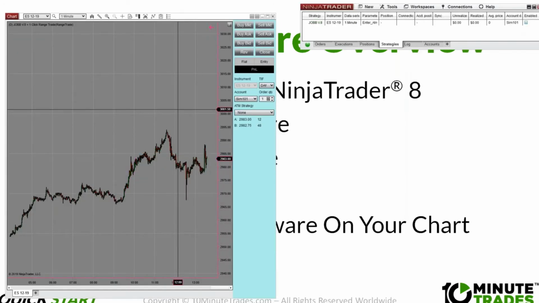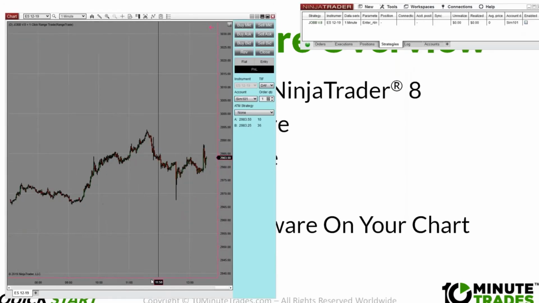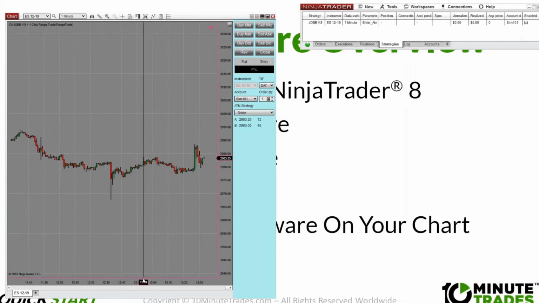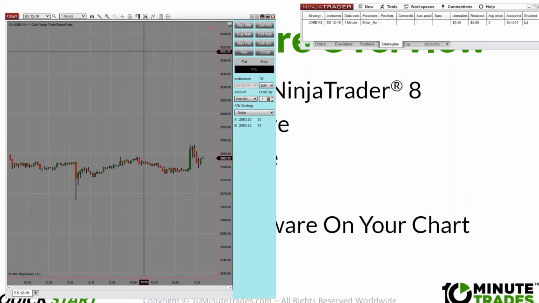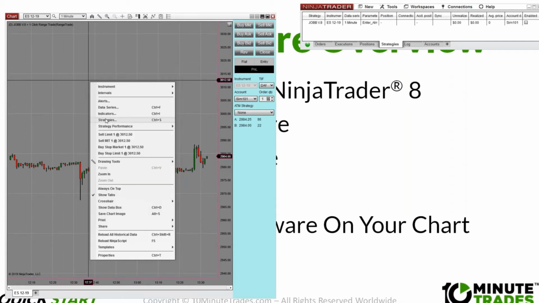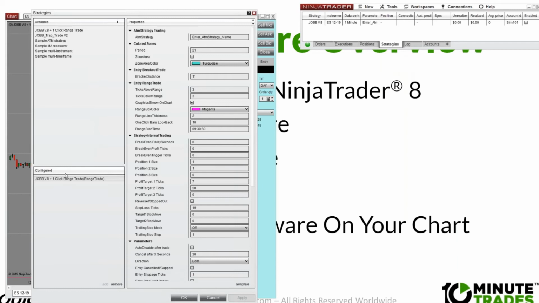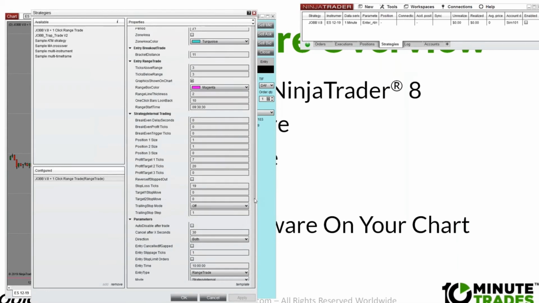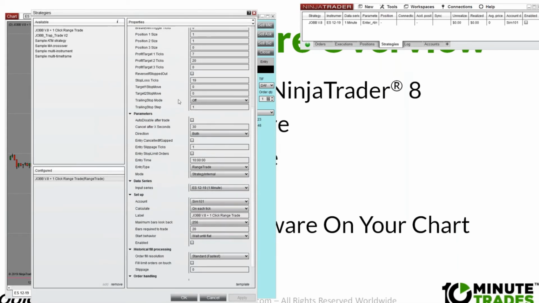The other setups that are built into our software, instead of using a time range, we use zones, okay? And those are specialized zones that we wrote. That setup is called the one-click range trade with colored zones. It's basically a similar concept. Instead of using time, the entry type, instead of range trade, is one-click range trade with colored zones.